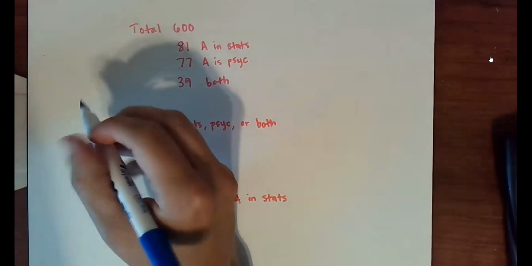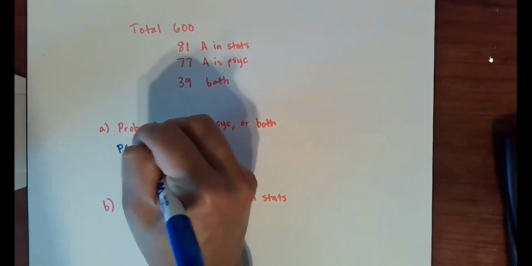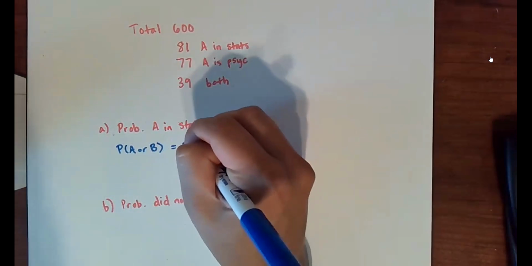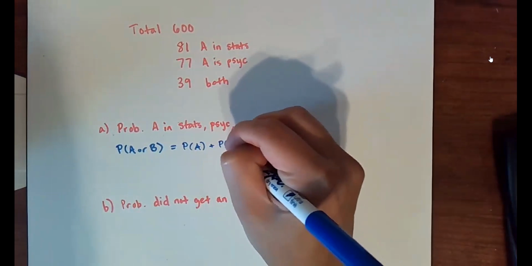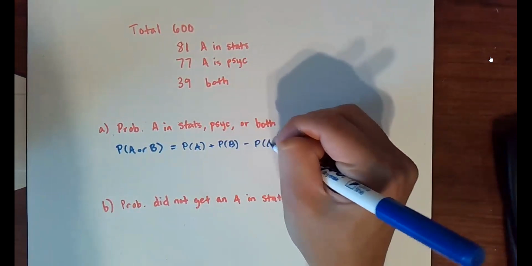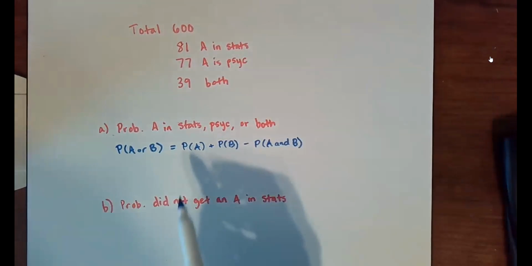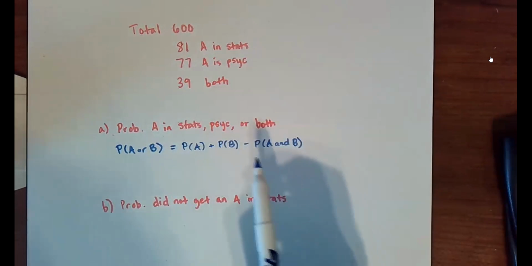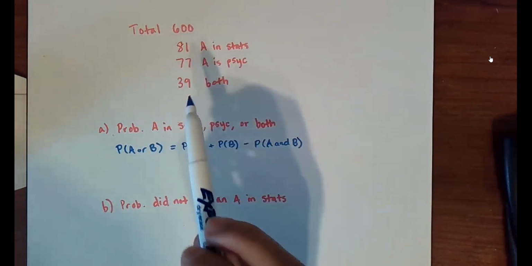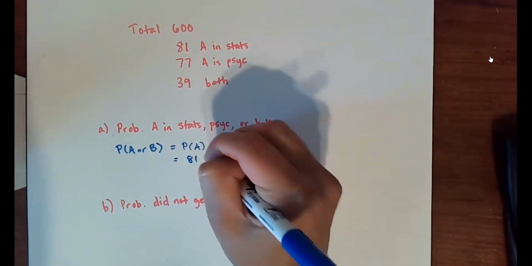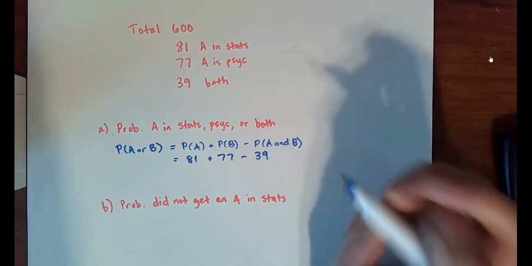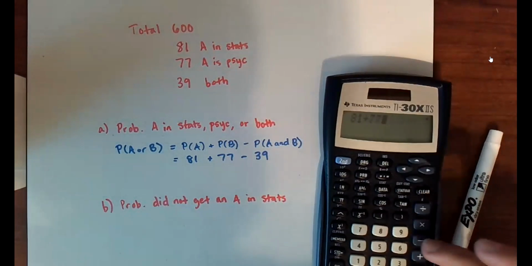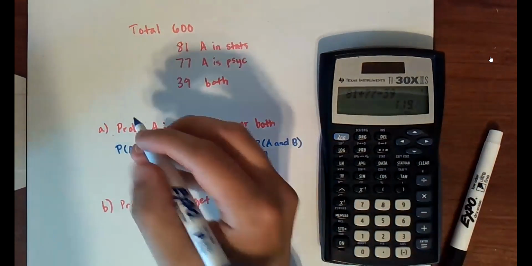Okay, so we are going to simply use our formula for finding the probability of A or B. So that formula is where you're going to take your probability of A, add it to B, and subtract the intersection. And so what's happening here is we're going to let our event A be the stats. We're going to let our event B be psychology. And then, of course, and is going to cover both. So now I'm just going to plug in. I'm going to let my calculator do this work for me. So we're getting 119.